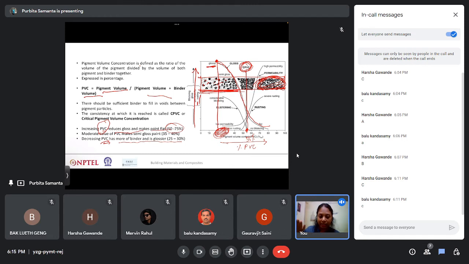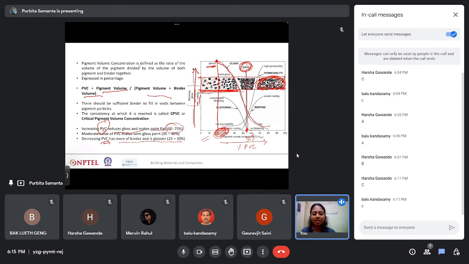Whereas if we increase the PVC, or pigment volume concentration, the glossiness of that particular paint reduces. I hope this graph will help you remember and not get confused about what will happen if the percentage of PVC reduces or increases. So if the percentage of PVC is reduced, we get more glossy surfaces, okay.